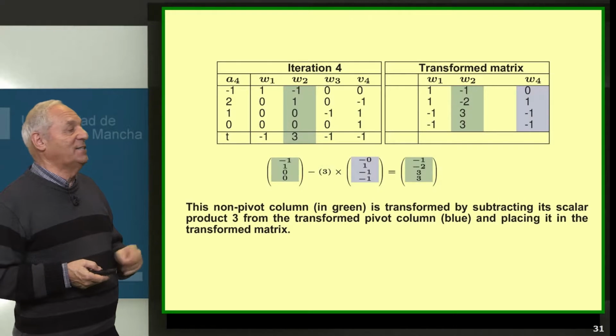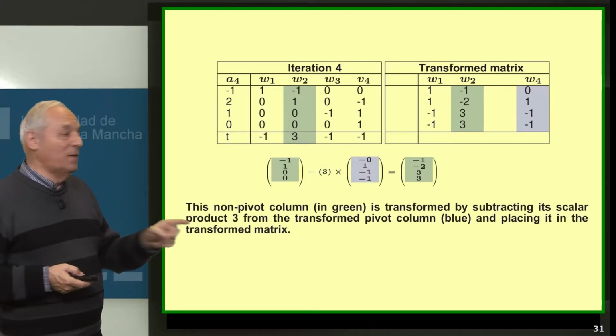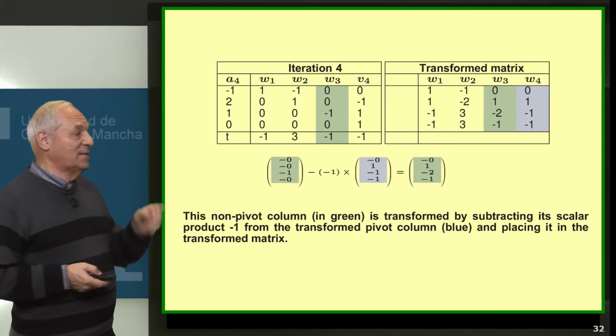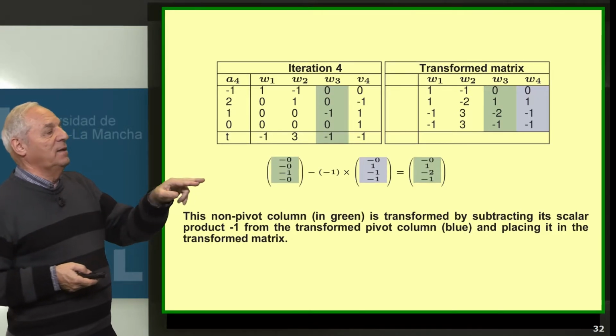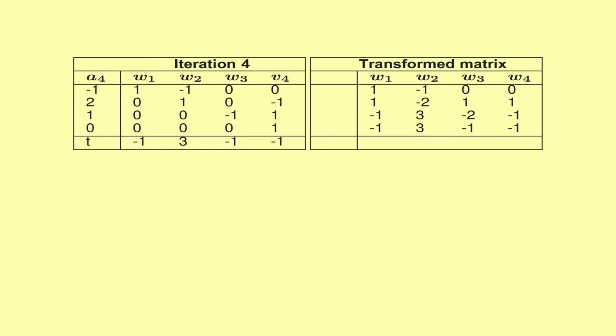The W2 gives itself minus its scalar product, which is 3, by the transformed pivot column, what gives us this other vector. The third is itself minus its scalar product, -1, by the transformed pivot column, that gives us that vector. With this, we finish the algorithm.